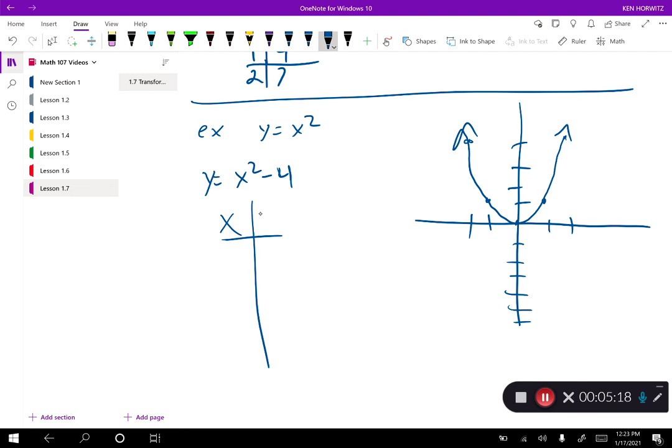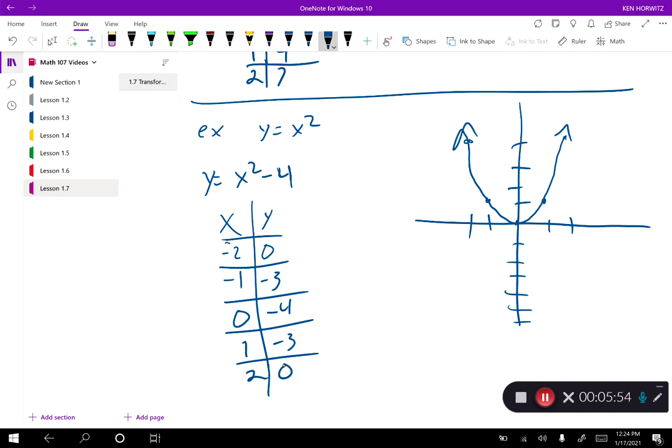Remember, the table of values is great because it always works. So if you're ever unsure about something, make that table of values. As long as you make the table correctly, it always works. So let's say -2, negative 2 squared. So that's 0. -1. -1 squared is 1. 1 minus 4 is -3. 0, -4, 1, -3, and 2, 0.